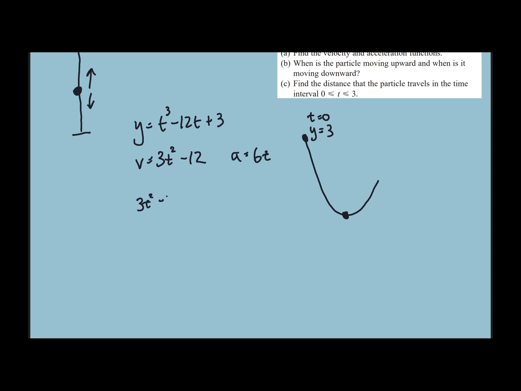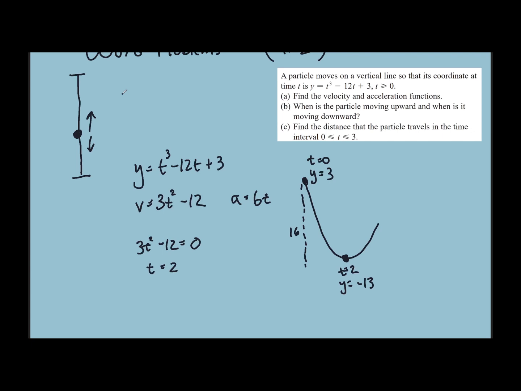3t squared minus 12 equals 0. When I move the 12 over, divide by 3 and take a square root, you're going to find pretty quickly that time equals 2. Very basic algebra, right? So we can write here time equals 2. And my y value, we could just plug 2 in here. So that would be 8 minus 24 plus 3, that's negative 13. So the total distance traveled here, y2 minus y1, that's 16. That's how far it's fallen.